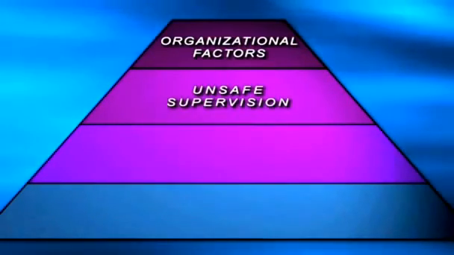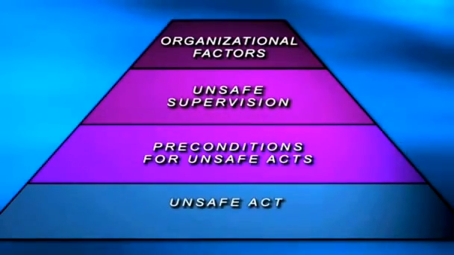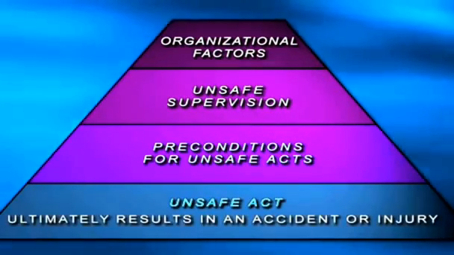Using a 4-tiered approach to demonstrate how accidents occur, these tiers provide guidance of how to potentially improve human performance. The top tier represents organizational factors and then flows down to the next tier of unsafe supervision. The next tier symbolizes preconditions for unsafe acts. Subsequently, the last or bottom tier is an unsafe act, which ultimately results in an accident or injury.